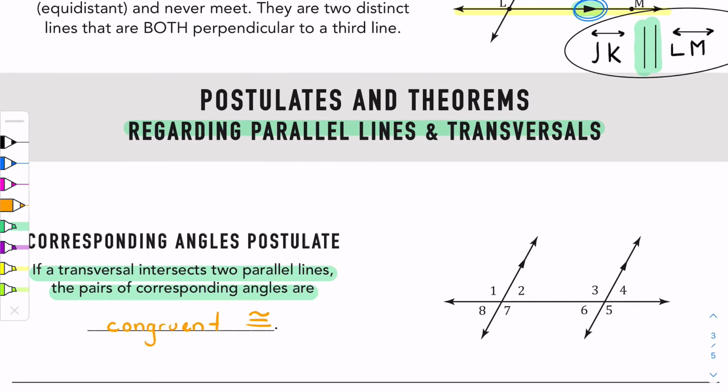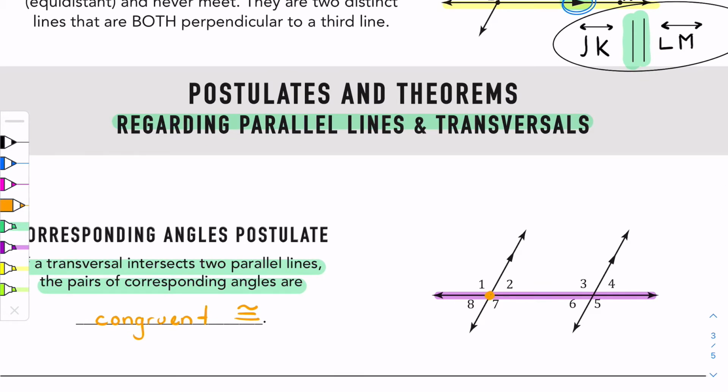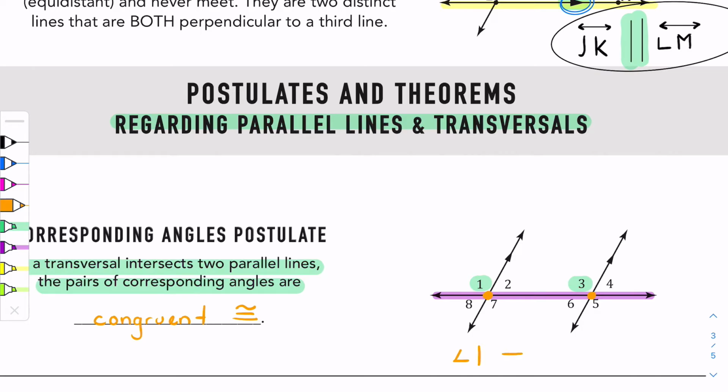If we look at the model, this is your transversal. We know that because it intersects two separate lines. If we have corresponding angles, such as angle 1 and angle 3, then those angles are congruent. I can say angle 1 is congruent to angle 3, and if I was asked to reason why or provide a reason why, I would say because of the corresponding angles postulate.